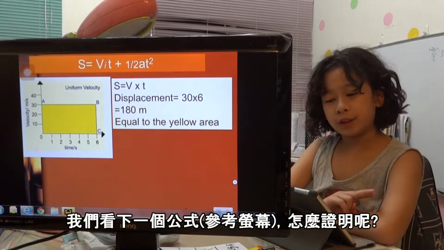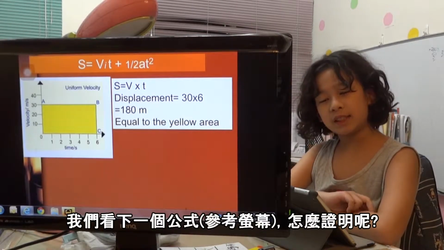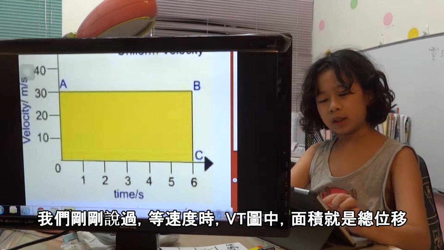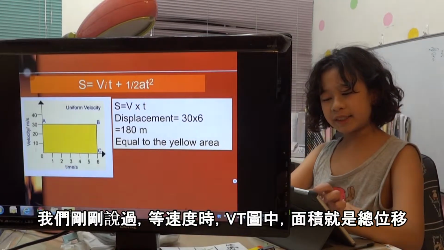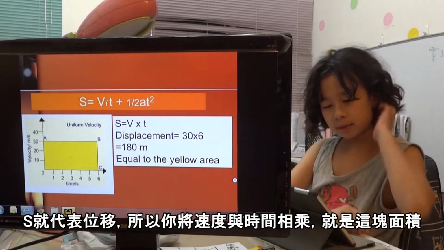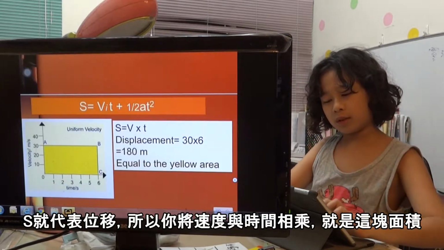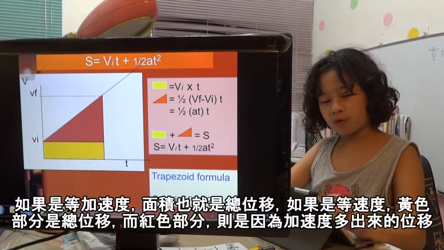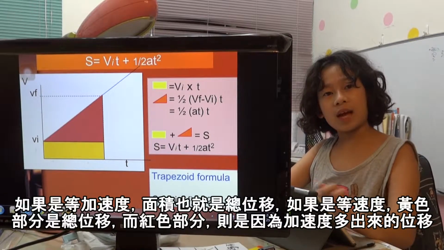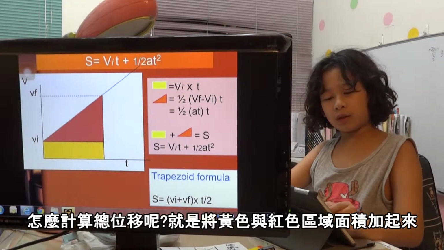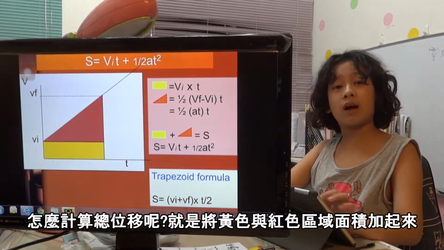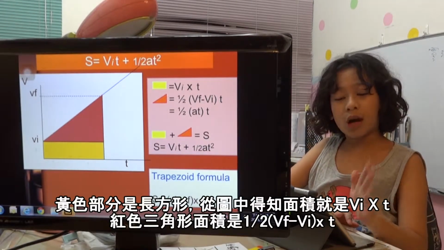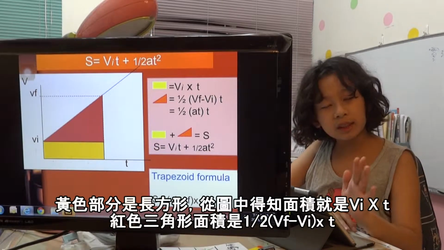Another equation: S is equal to VIT plus 1/2 AT squared. Why? The area is the displacement, so S stands for the displacement. When you're not moving and suddenly you move, it's the red part like that. How do we calculate it? We just add the triangle plus the rectangle. The rectangle is VI times T, while the triangle is T times VF minus VI.